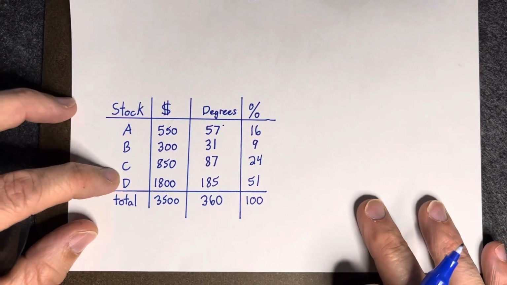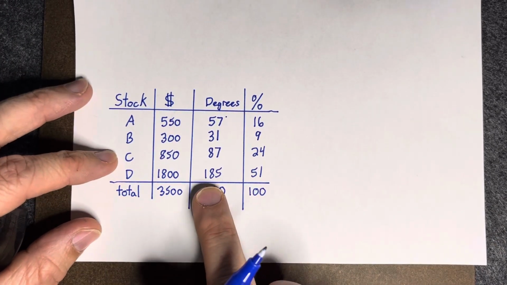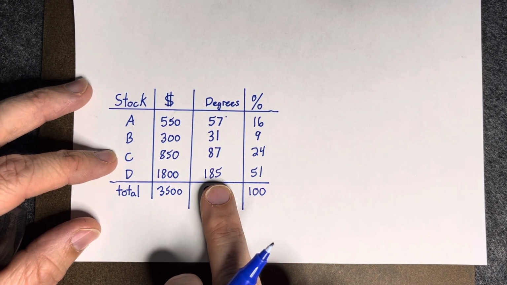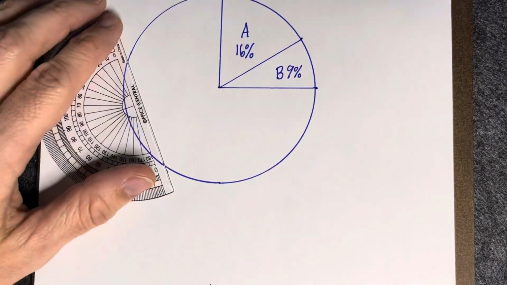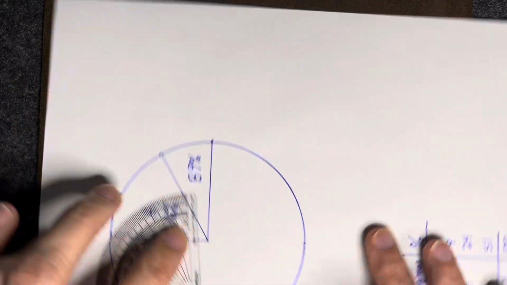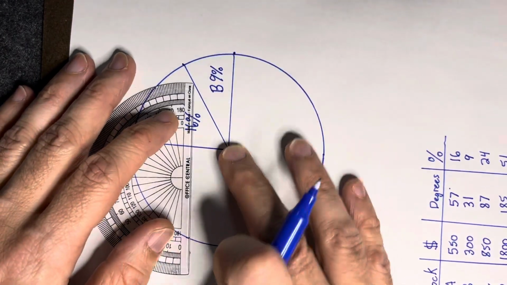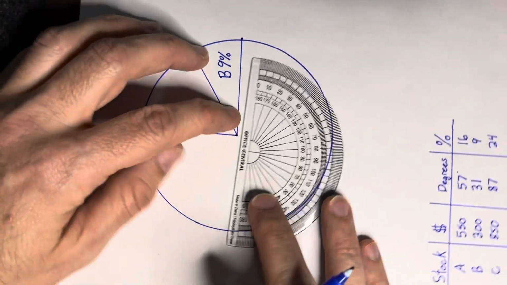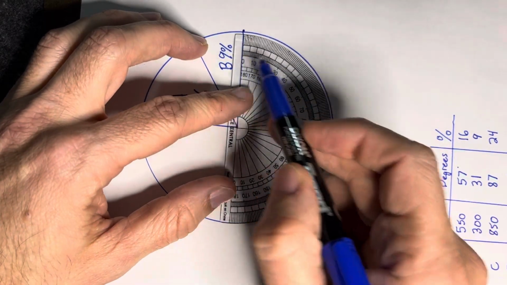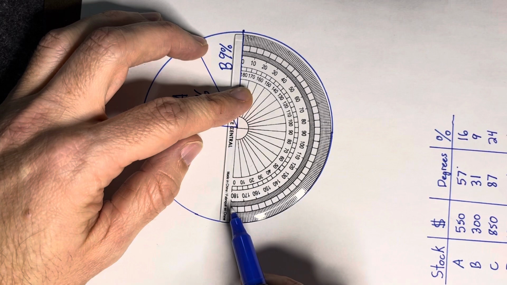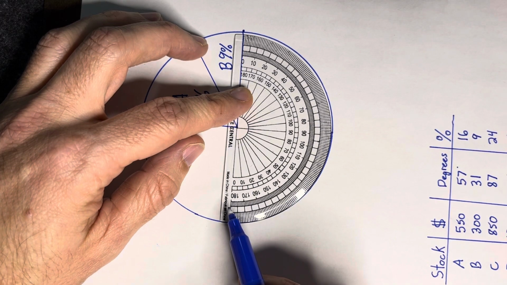And then the next one is C, but I'm going to skip down just to show you how to do a number that is bigger than 180. So what I'm going to do is I'm going to use D next. Okay, so I'm going to turn this over so that this is going straight up. And obviously, as you can see, if I put the protractor here, going all the way around, it only goes to 180. So how do we go to 185?